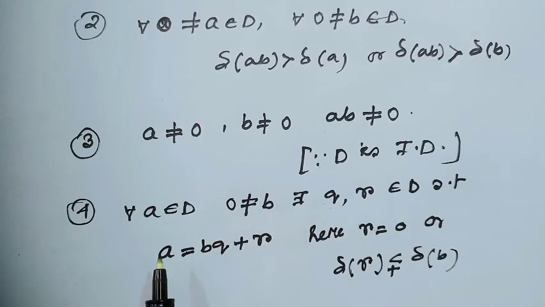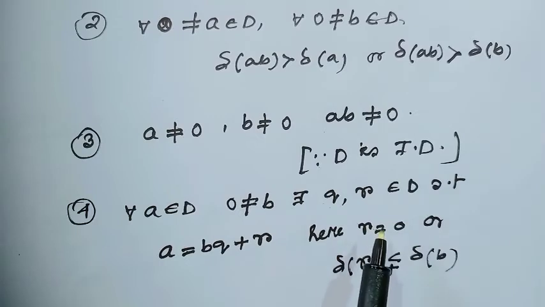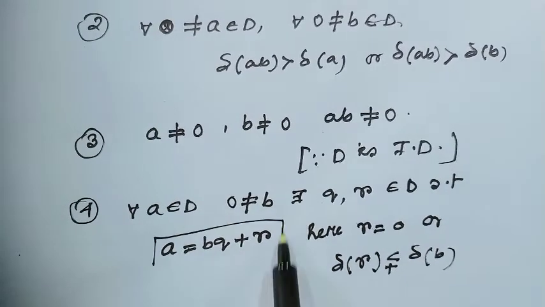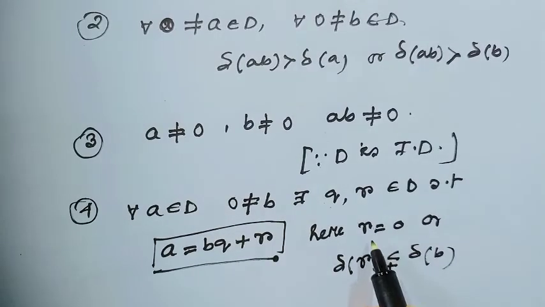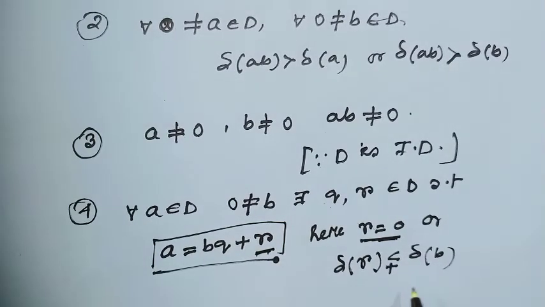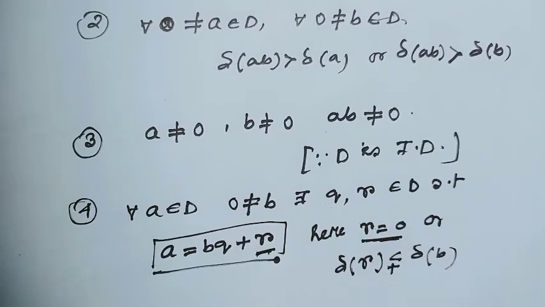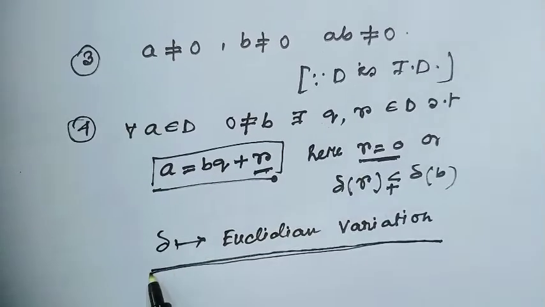Fourth condition: for all a belonging to D and for all non-zero b, there exist q and r in the ring D such that a equals bq plus r. This is actually the division algorithm, where either the remainder equals 0 or delta r is less than delta b. Here this mapping delta is called the Euclidean valuation.